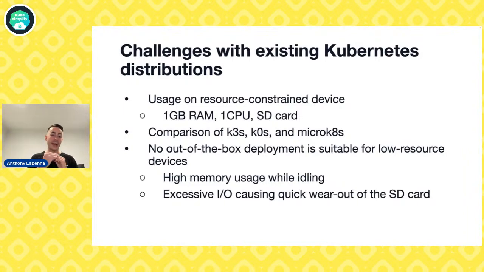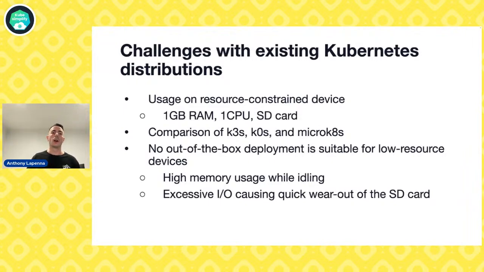The first one was the high memory usage of Kubernetes just while idling on the device, taking as much as half or more than the memory available, leaving us with a very, very short amount of memory to run our applications. And the other issue that we found is that Kubernetes itself, just to maintain its quorum, again, just idle, is causing an excessive amount of I/O, which can lead to your SD card wearing out very quickly.